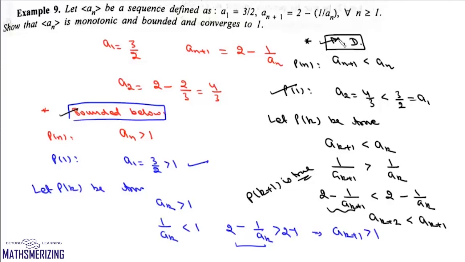Now we need to find the limit of convergence. Suppose the limit is L, we can write L equals 2 minus 1 by L. Now this is L square minus 2L plus 1 equals 0. That is, the value of L is 1. So this sequence converges and it converges to 1.